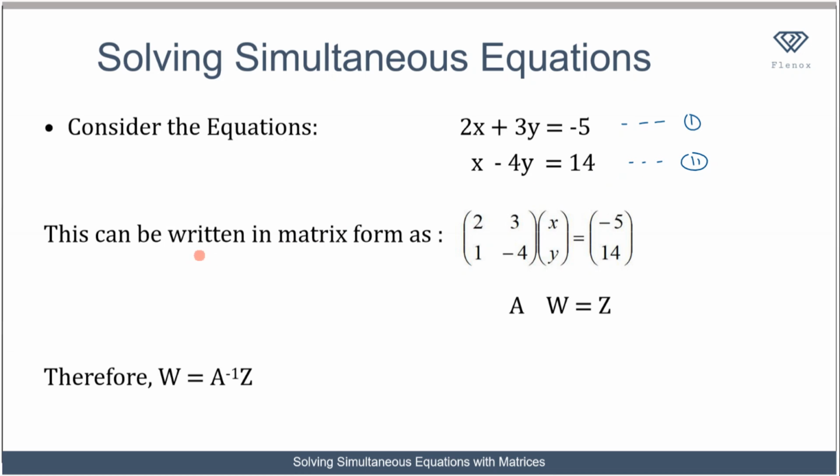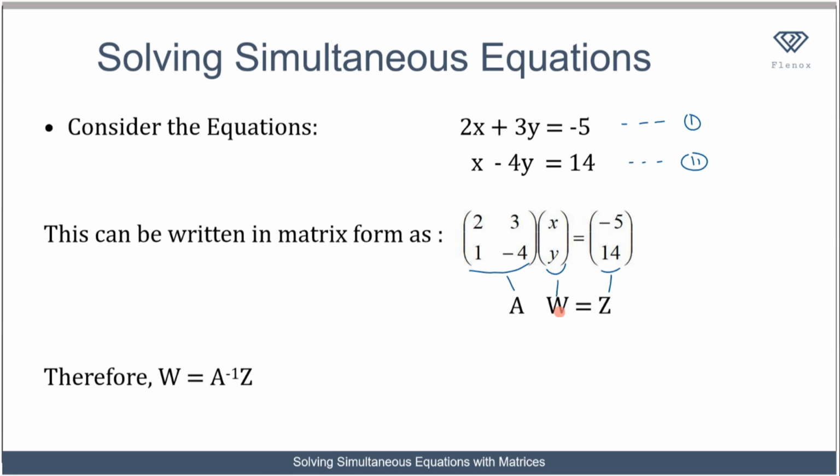Now I can write this in matrix form. I bring out the coefficients, which are 2, 3, 1 and minus 4. Then I multiply by the unknowns, which are x and y, equals the results, minus 5 and 14. So I can write this as AW equals Z, where A represents this matrix over here, W represents the unknowns, and Z represents the results.